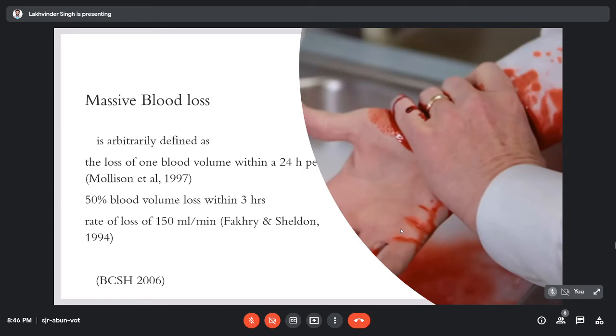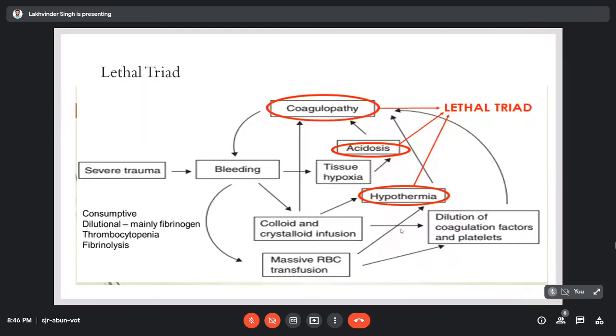Now coming to the second last topic, I will not take much time on this. It is the massive blood loss. How do we transfuse in a patient who is massively bleeding? So what is the massive blood loss? Loss of one blood volume within 24 hours and 50% blood volume loss within 3 hours, or rate of loss of 150 ml per minute. If these conditions are met, it's a massive blood loss. Or in practice, the patient is bleeding like anything, so you label it as massive blood loss.